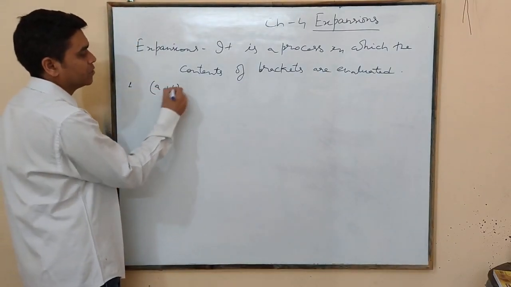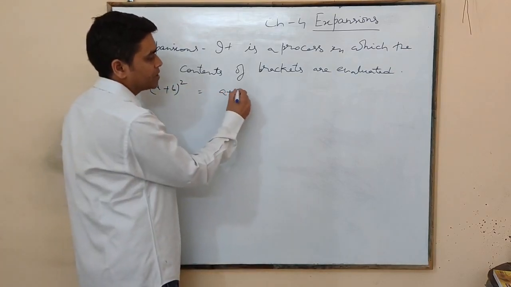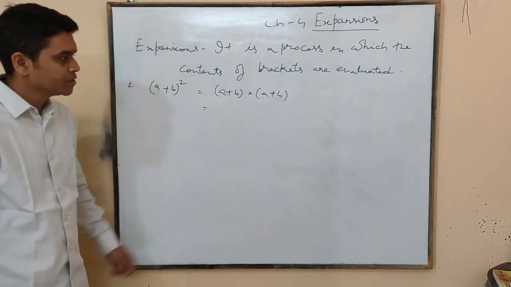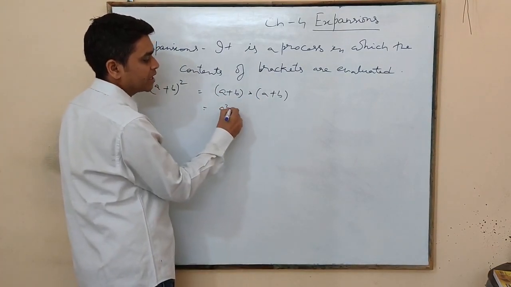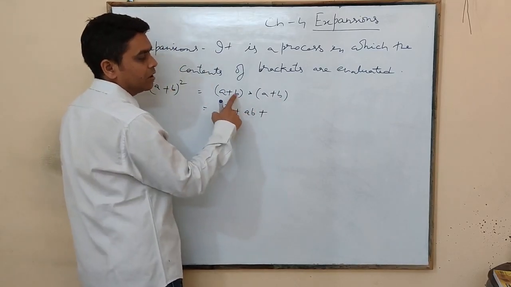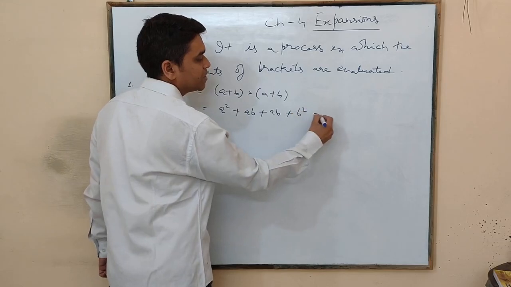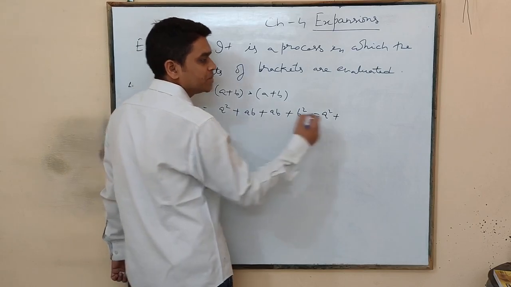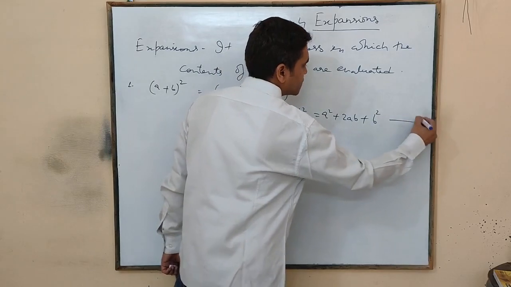a plus b whole square. So a plus b whole square is what? a plus b into a plus b. Yes or no? So multiply these two brackets. First you multiply a into a. a into a means a square. a into b, this is plus ab. Now b into a, this is plus ab. b into b, plus b square. It means a square plus 2ab plus b square. This is formula 1.